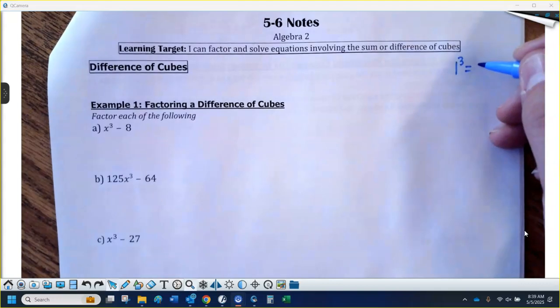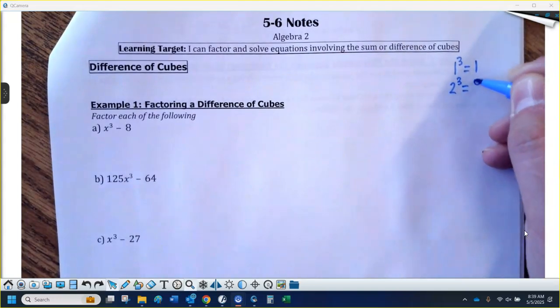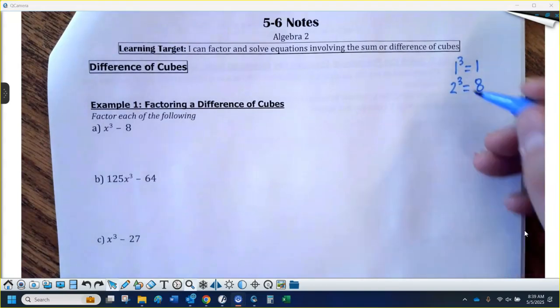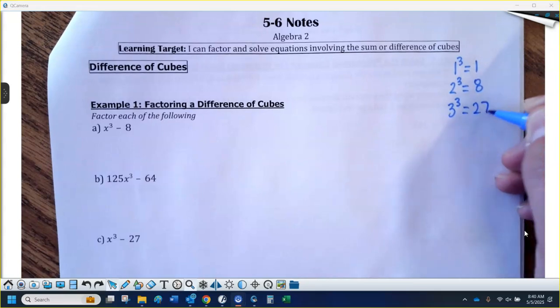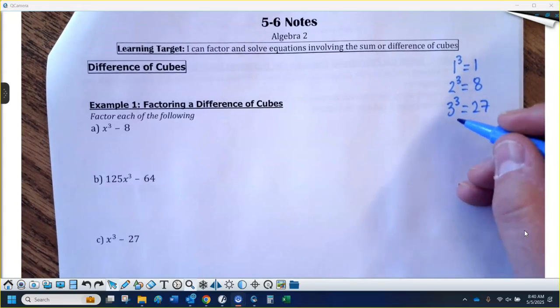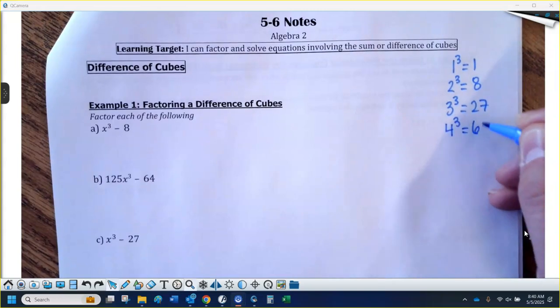If I do 1 to the third power, that's 1. If you do 2 to the third power, that's 8. You're going to see these numbers in the questions today. That's why I'm jotting this down. All right, 3 to the third power is 27. And I think I need to go up to 10, so I'm going to keep going here. If you do this on your calculator, you get these same things.